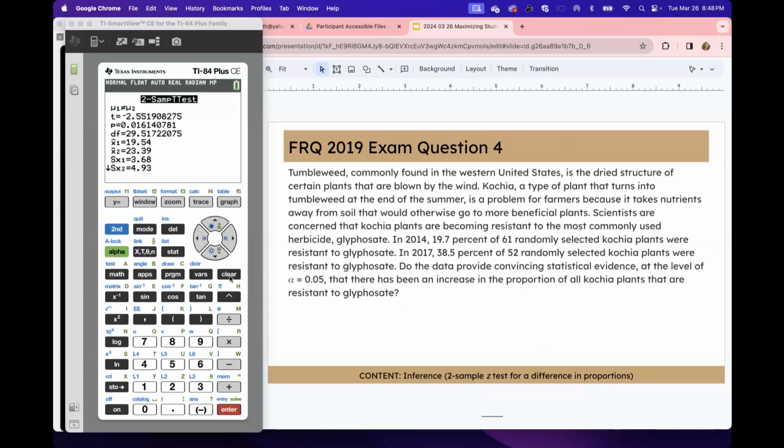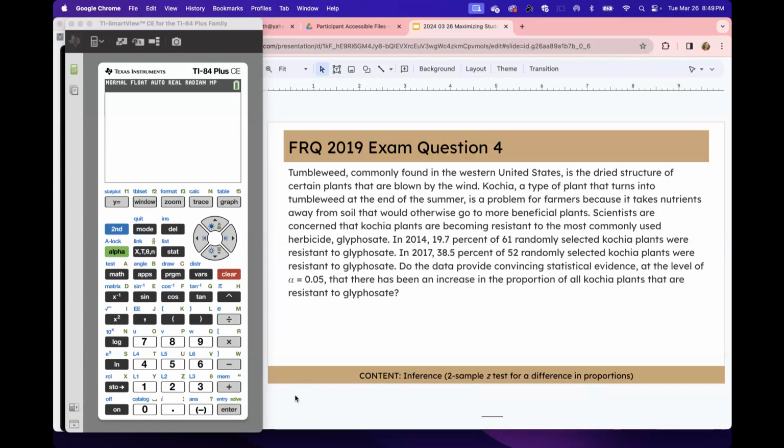This is a recent one, and we chose this one because the calculator is really, really helpful here. For those of you who don't know the question by heart, it basically looked at these kochia plants in 2014 and in 2017, and they were concerned that over time they were becoming more resistant to an herbicide called glyphosate that was being used on them. There's a lot of tumbleweed in certain parts of the country, as some of you know.